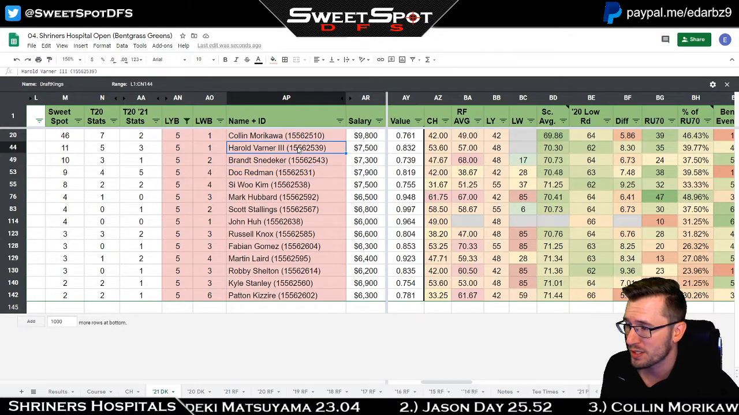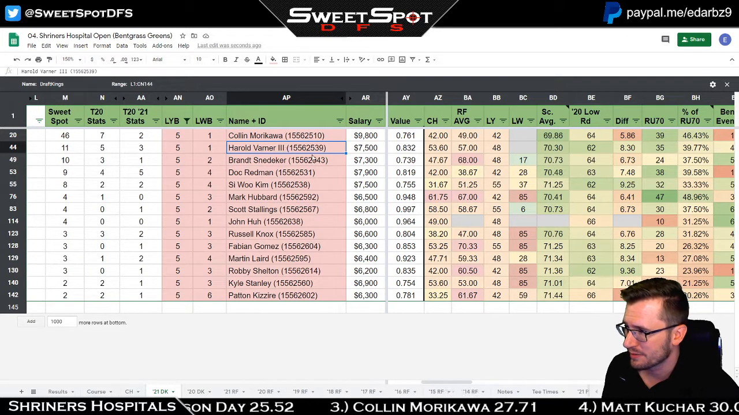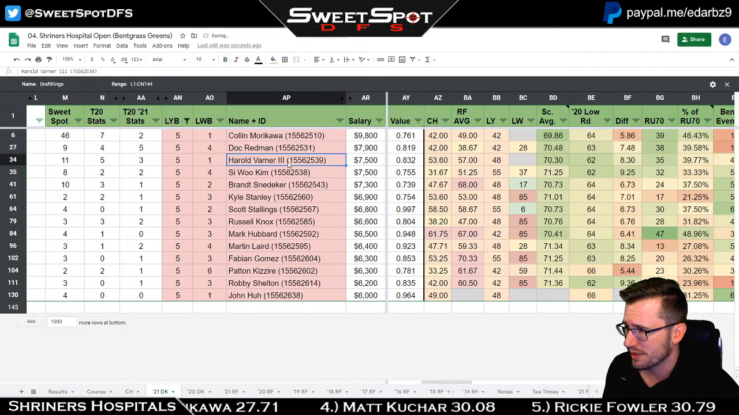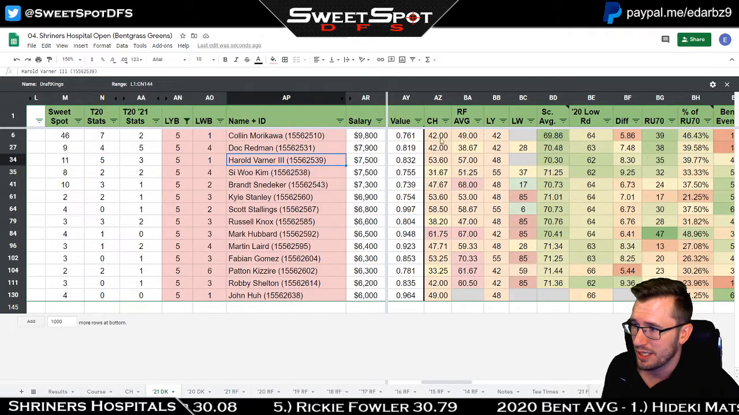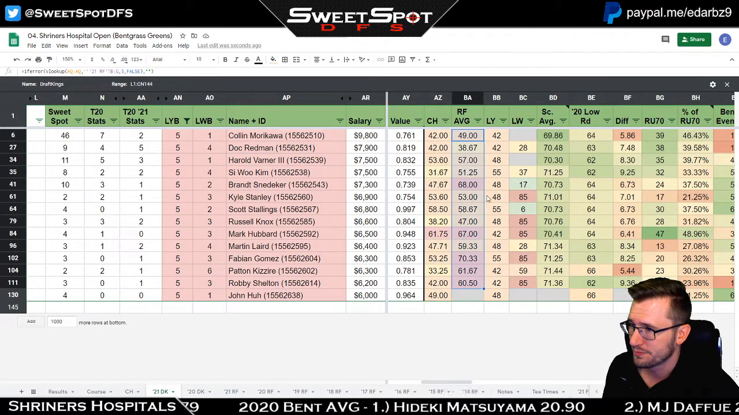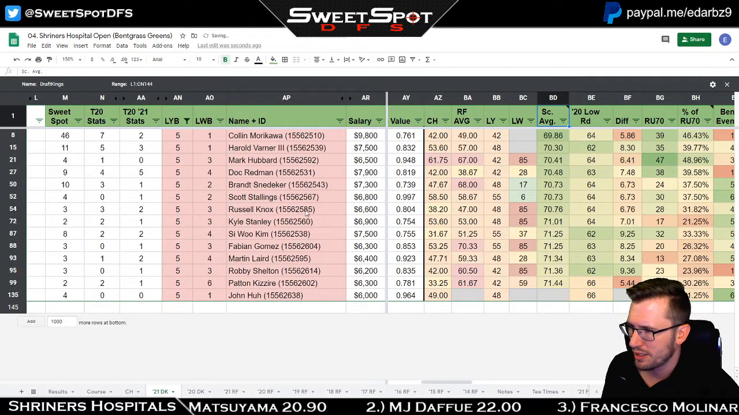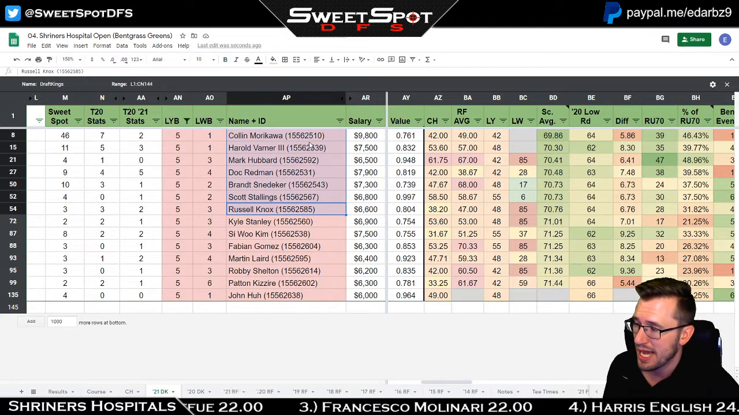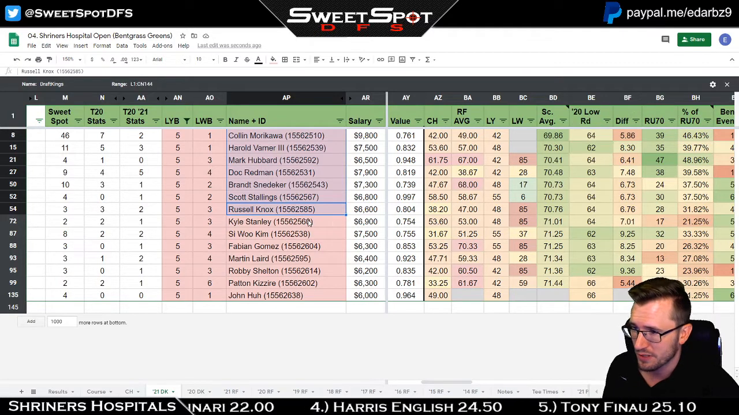So maybe that gets you on someone like Harold Varner III. He has the second highest sweet spot number. He is the 3rd priced guy in the last year 5s. And each one of these guys, not the greatest course history, not the greatest recent form, surprising enough. When it comes to scoring average, exactly half of them have a scoring average better than the field average.